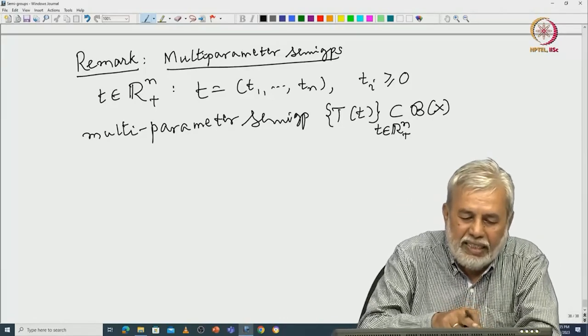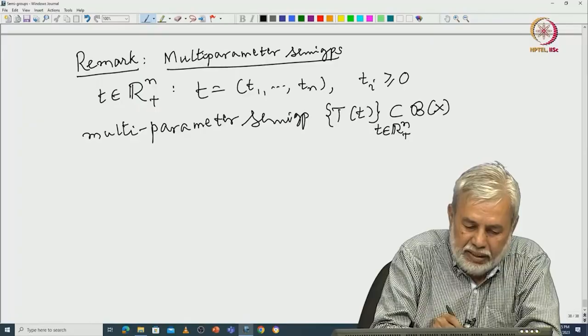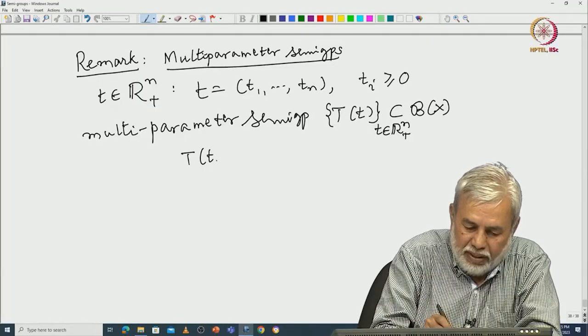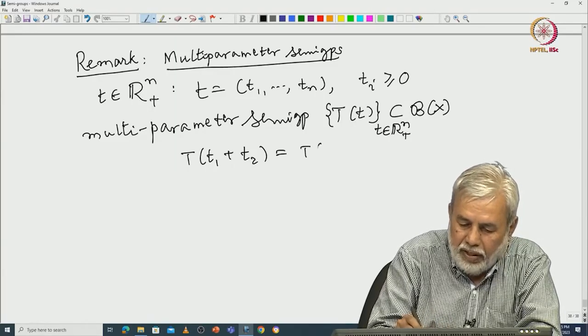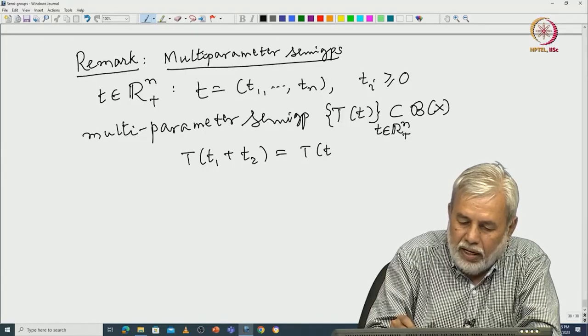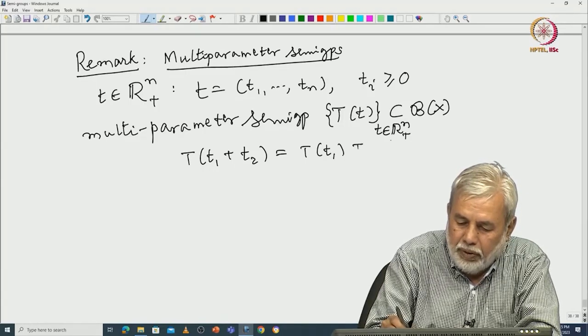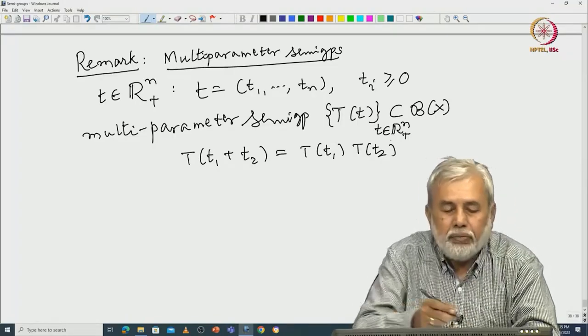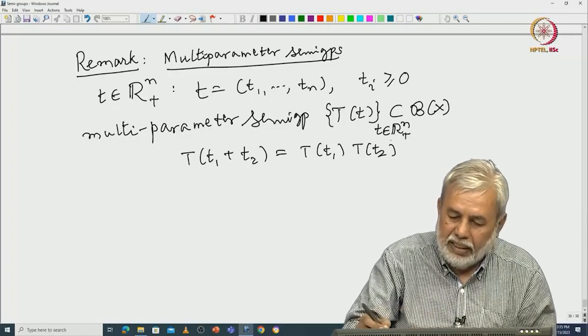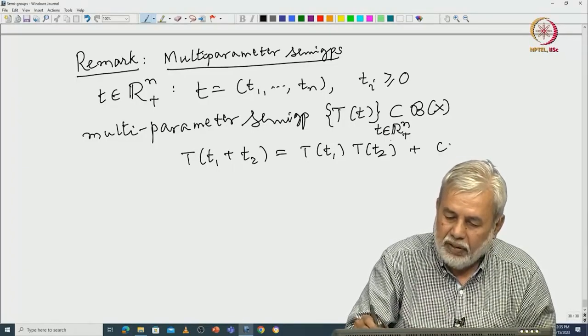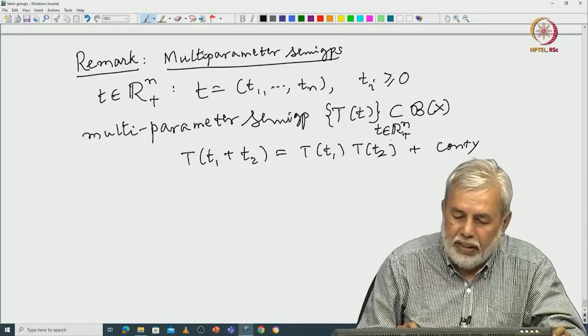Since R^n plus is closed under addition, we can just take T of t1 plus t2. These are n-tuples. T of t1 plus t2, this is fine, because R^n plus is additive, and the same goes with identity and continuity. Okay, same definition.